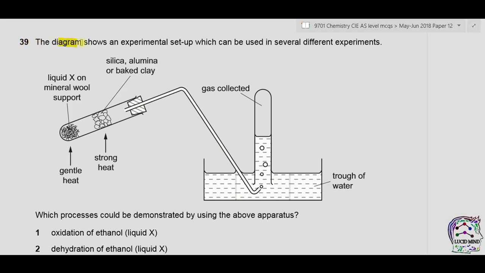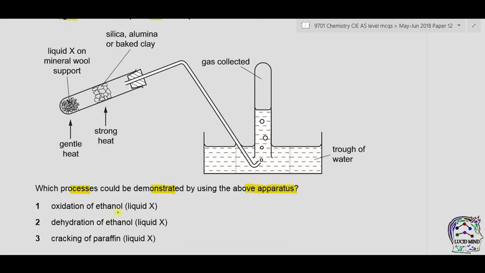Question 39. The diagram shows an experimental setup which can be used in several different experiments. We have this experimental setup. Which processes could be demonstrated by using the above apparatus? First one is the oxidation of ethanol, which is liquid X. So this is liquid X that is present here.